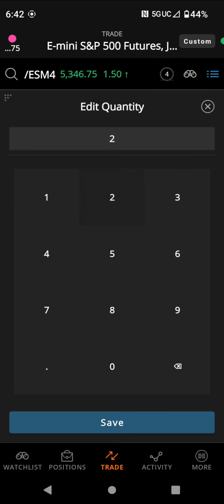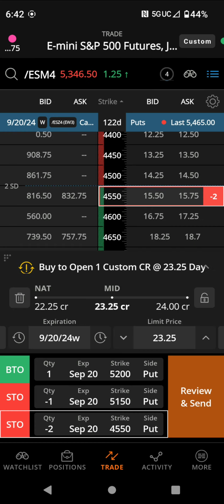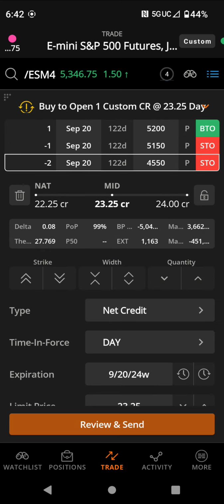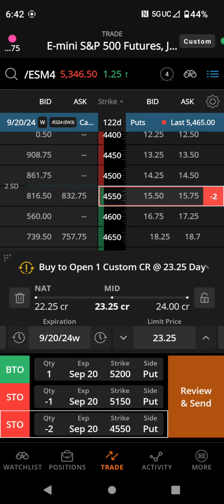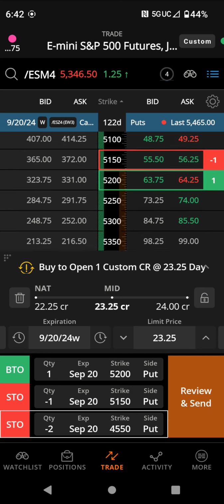Change that to 2. Now on your phone, a quick way to see the buying power: you can't actually place the trade this way, but you can see the buying power used. Swipe up, and you see the BP is 504 something, so about $5,000 in buying power to take in about $1,163 or so. That's $23.25 times 50, and a good overall return. Probability of profit 99%.